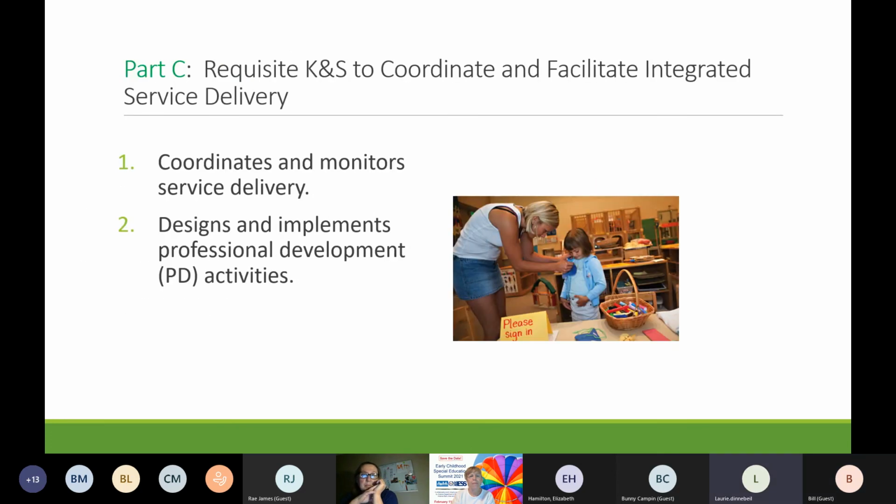And finally, under Part C, not IDEA Part C, of PIECES, you need to know about how to coordinate and facilitate integrated service delivery. And one of the things that we found in our work with itinerant teachers is that many times itinerant staff are tasked with designing and implementing professional development activities for other teachers that they work with.